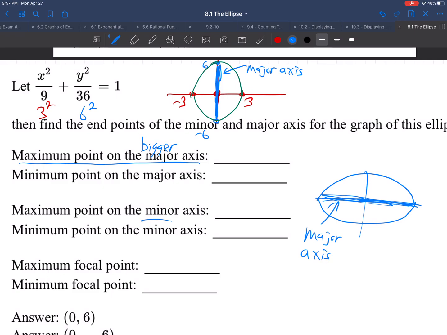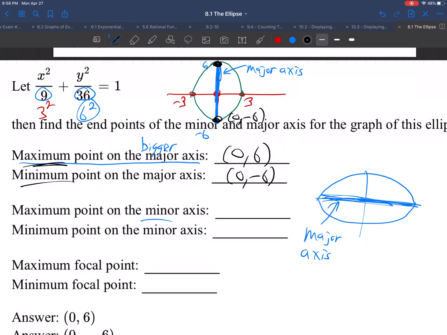So our ellipse had a bigger number under y, 6 squared, 36, than it did under x. So it's taller than it is wide. So the major axis for us is the up and down. So they want the maximum point. That'd be this point up there, the point over 0 up 6. And then they want the minimum. That'd be this point down here, over 0 down 6 for that point.